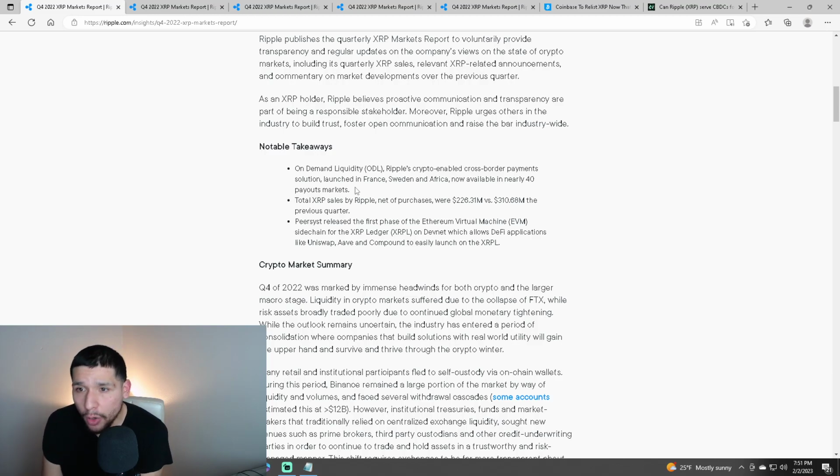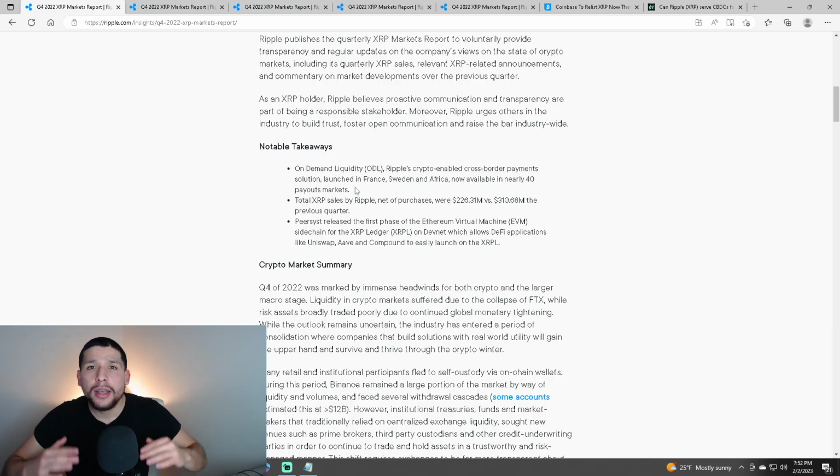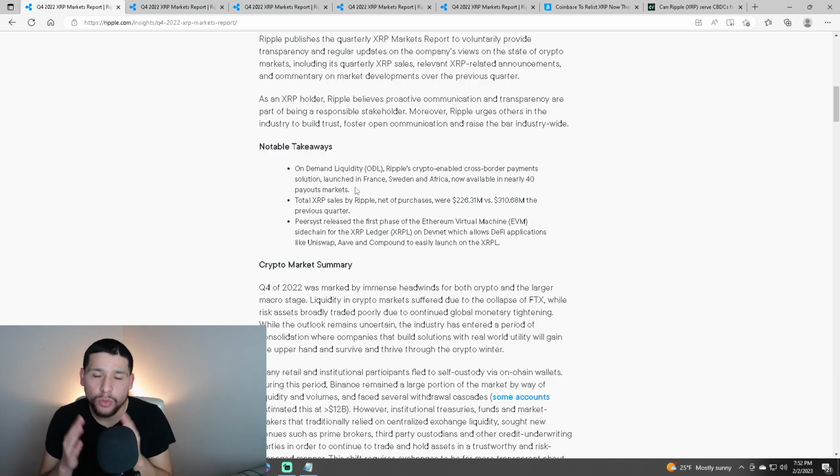As you guys know, ODL, which is Ripple's crypto-enabled cross-border payment solution, launched in France, Sweden, and Africa, now available in 40 payout markets. This is good news and some bullish news because, as you guys know, Ripple is expanding globally, not just in the US. As I said, Ripple does not need the US. But with that said, guys, ODL makes it fast and easy and cheap for Ripple customers to transfer money.